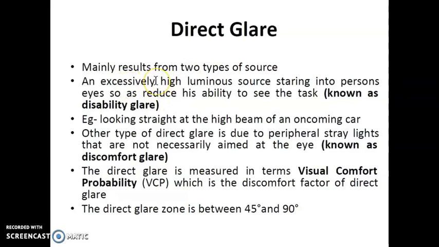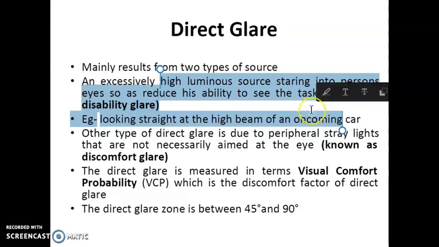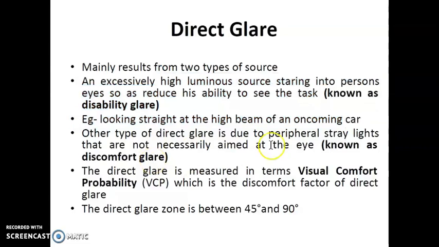The direct glare results mainly from two types of sources: an excessively high luminous source staring into a person's eyes. That is known as disability glare. That is, the high beam of an oncoming car is nothing but disability glare. Another one is the discomfort glare. That is because of the peripheral stray lights that are not necessarily aimed at the eye. That is stray light when you are doing some work. If the sunlight which comes through the window is affecting your vision, then it is going to be a discomfort glare. And the direct glare is measured in the factor of visual comfort probability. And the direct glare zone is between 45 and 90 degrees.